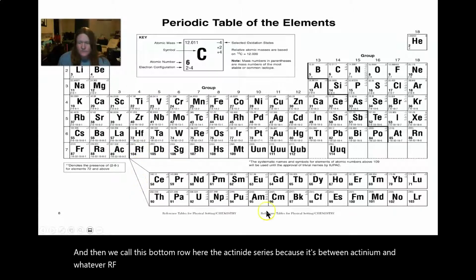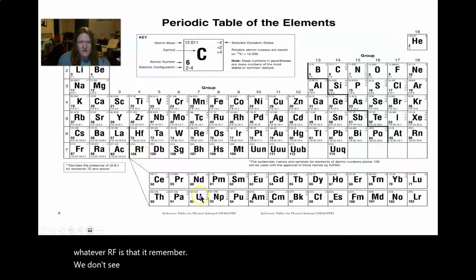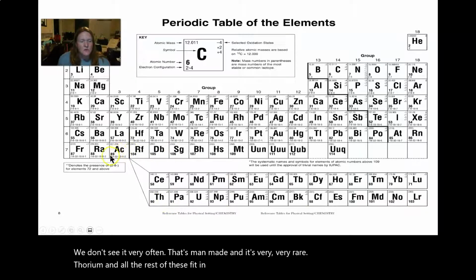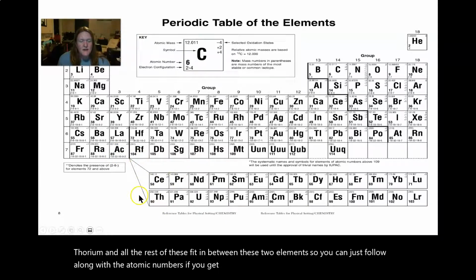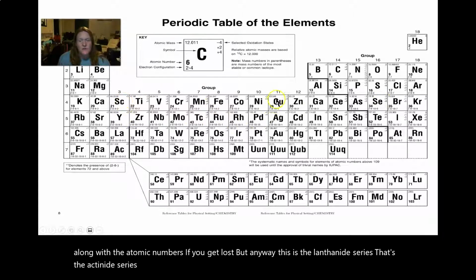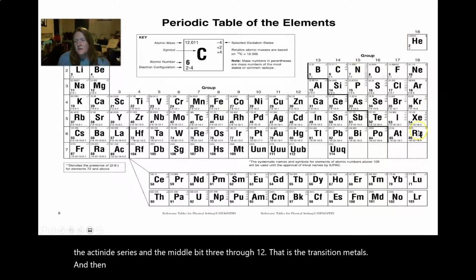I don't remember. We don't see it very often. It's man-made and it's very, very rare. So anyway, thorium and all the rest of these fit in between these 2 elements. You can just follow along with the atomic numbers if you get lost. But anyway, this is the lanthanide series. That's the actinide series. And the middle bit, 3 through 12, that is the transition metals. And then, of course, the noble gases are all the way over here.